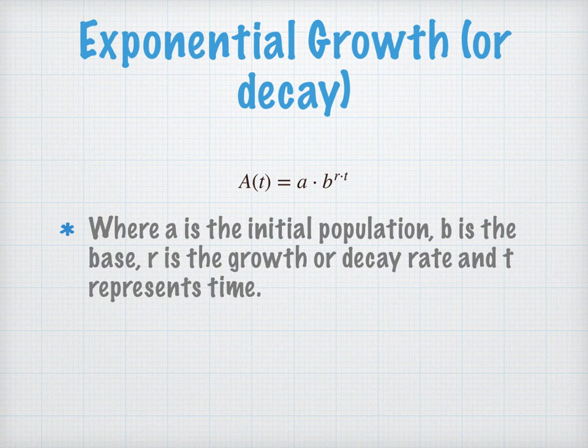We want to talk about exponential growth or decay, where we have a certain rate at which we are growing or decaying. We notice that our formula A of t looks slightly differently here. A of t is now equal to a times b raised to the r times t. R is simply our growth or decay rate. We will use this formula in a few examples in just a little bit.